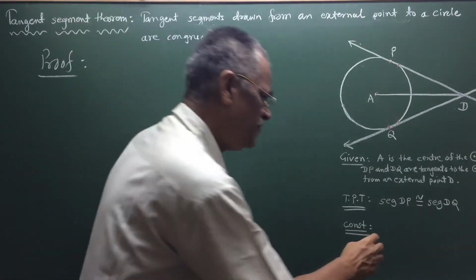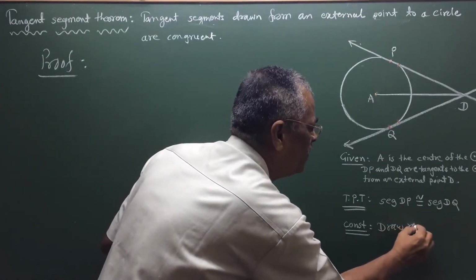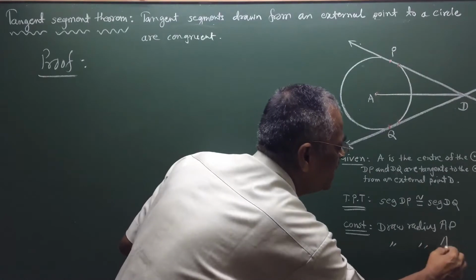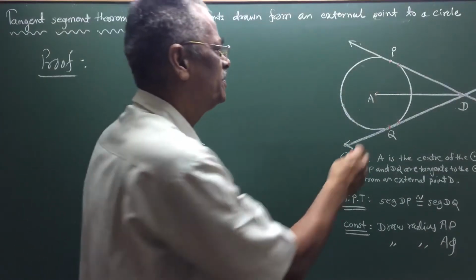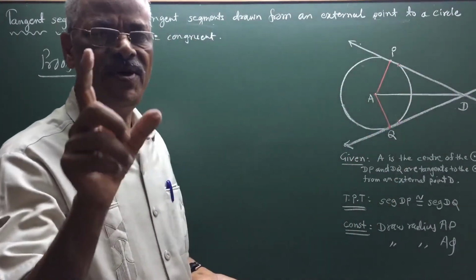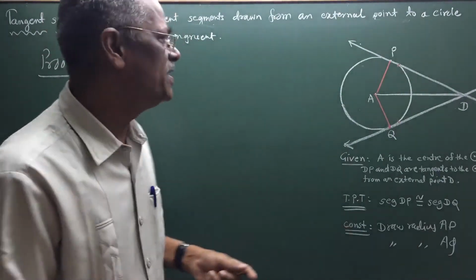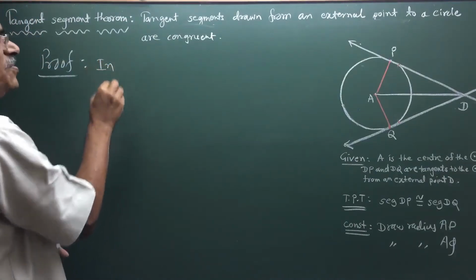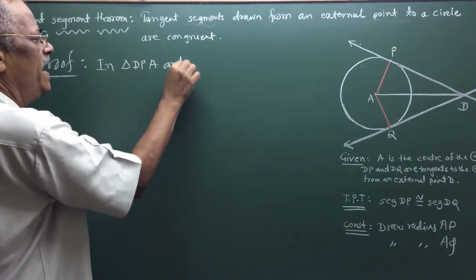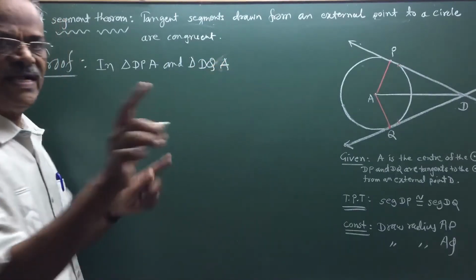For the proof, draw a radius AP and draw a radius AQ. If we join the radii of the circle, you get two triangles there. You can observe them carefully. In the proof, we start with triangle DPA and triangle DQA. Two triangles are there.